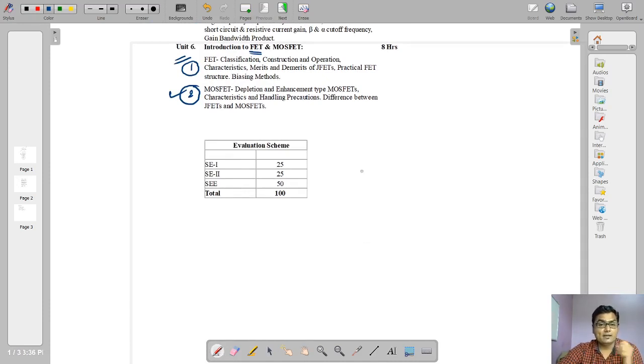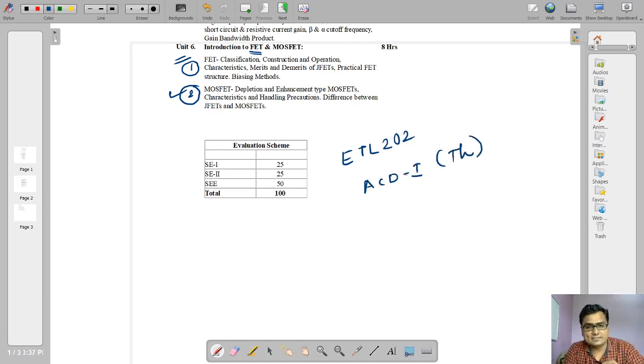Evaluation scheme means your examination scheme. So this subject holds a weightage of 100 marks. Strictly, I'm talking about ETL 202, that is ACD1 theory. Look at the examination scheme.